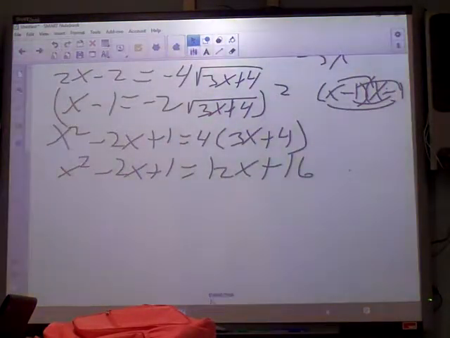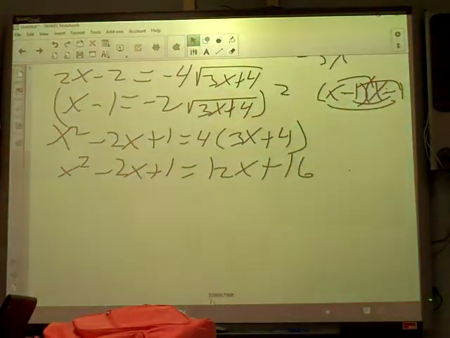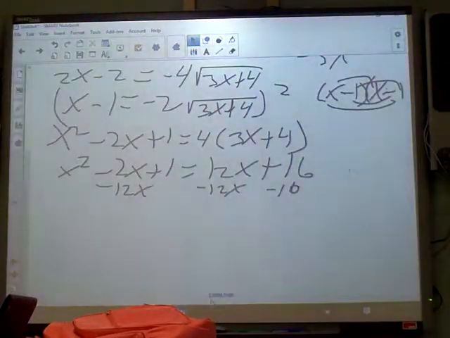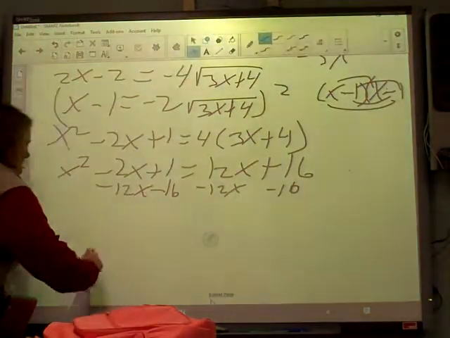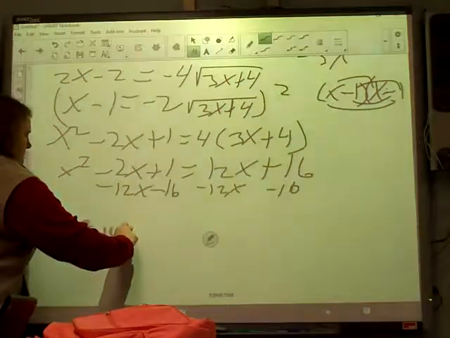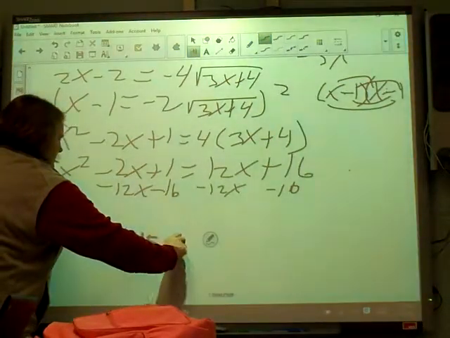What seems like a good thing to do now? Subtract 12x. We got a quadratic, so we're going to set it equal to 0. So I'm going to subtract 12x from itself and its buddy on the other side. I'm going to subtract 16 from itself and its buddy on the other side. Okay, when we do that, that gets me x squared minus 14x minus 15 is equal to 0.